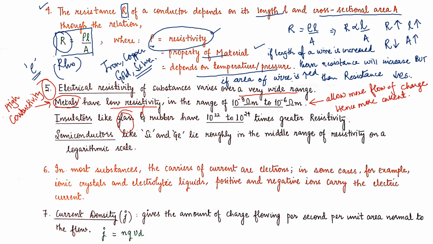Insulators like glass and rubber have 10 to the power 22 to 10 to the power 24 times greater resistivity. That simply says they have lower conductivity. They do not allow motion of charges that freely. Now semiconductors like silicon and germanium lie roughly in the middle range of resistivity on a logarithmic scale. It totally depends upon the dopant we are using, the impurities we add to a semiconductor to make it highly conductive or less conductive. But semiconductors lie between these two ranges.